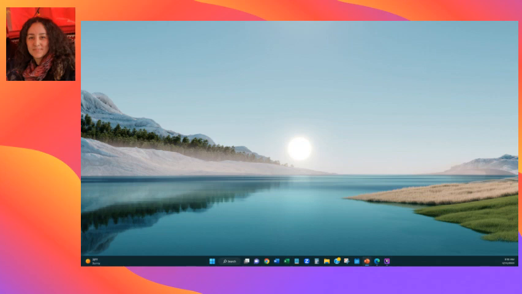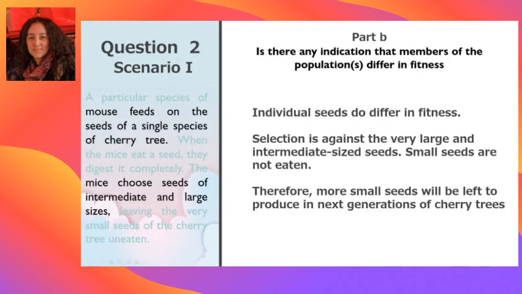So if no, what does this imply about the operation of natural selection? So therefore, more small seeds will be left to reproduce in the next generation. And as we know, fitness is the ability not only to survive, but to reproduce. And so here, all of the seed sizes have the same fitness, but we have more seeds left to reproduce because selection is acting against those intermediate and those large size seeds.